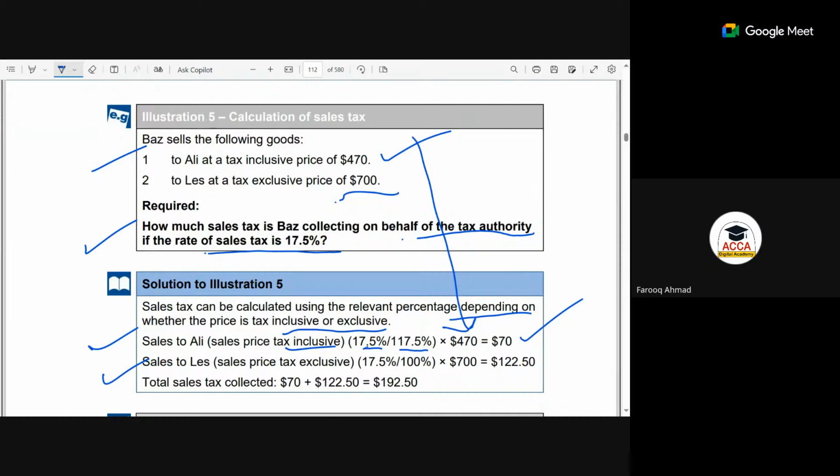If tax is exclusive, then it is a simple method. You just calculate 17.5% of 700, so you will get $122 as the tax. The total tax to be collected from the customers is these two amounts, and they will deposit it into the sales tax authority's account.